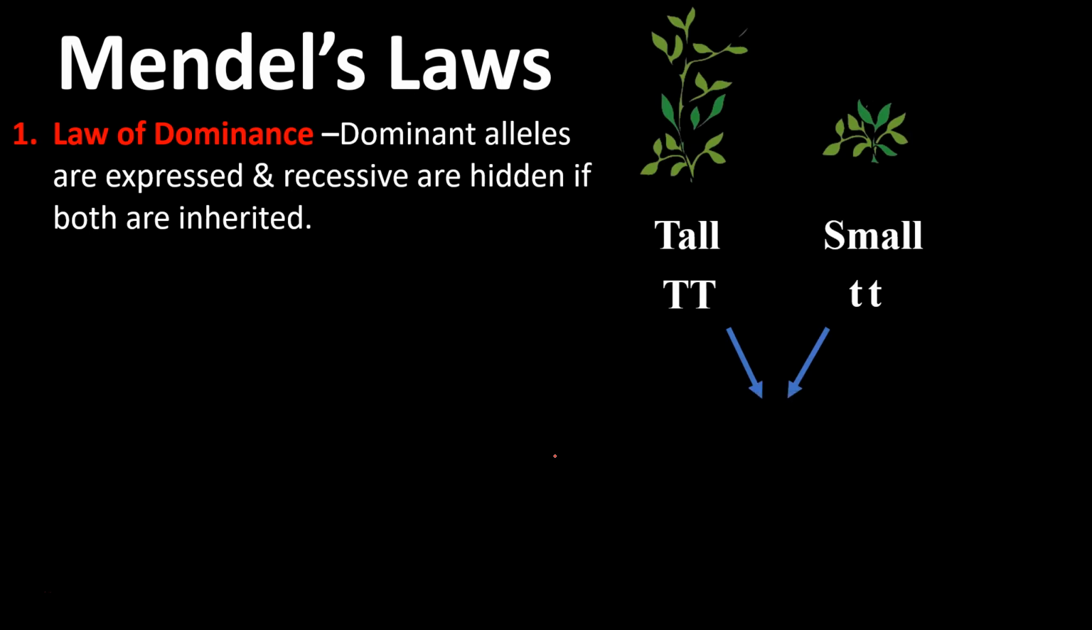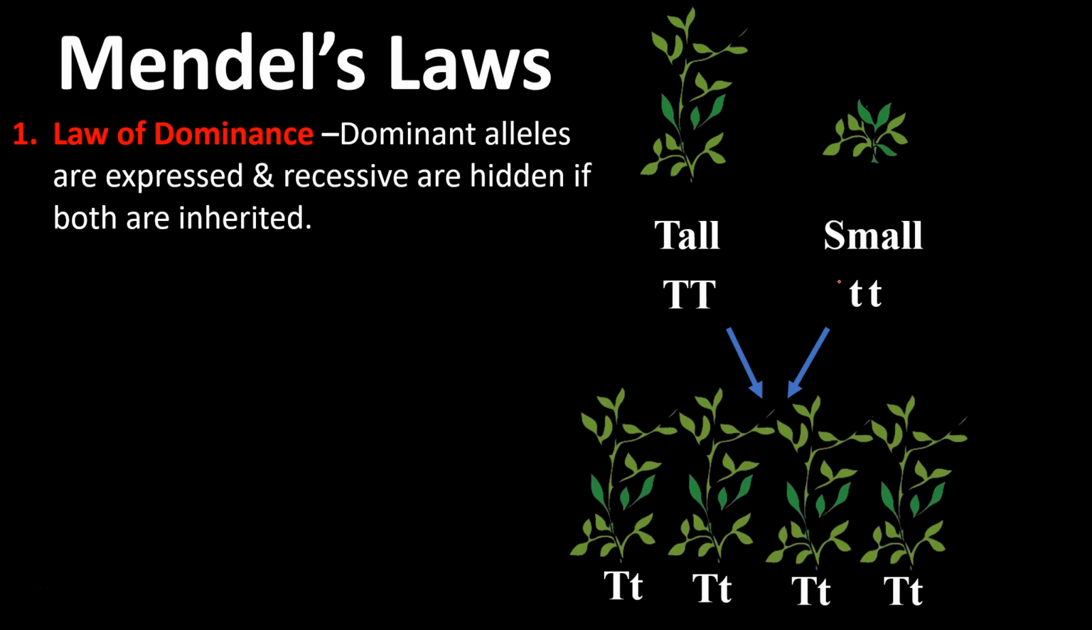We've already seen this. If we cross the purebred tall with a purebred small, what are we going to get? We're going to get 4 plants that are tall. This short trait is hidden. There's no trace of it, okay? We can't see a trace of that trait anywhere, phenotypically. Genotypically, we could see that it's here, but we don't know its genetics just by looking at it, okay? So that's Mendel's first law, the law of dominance. Dominant traits overpower recessive traits.